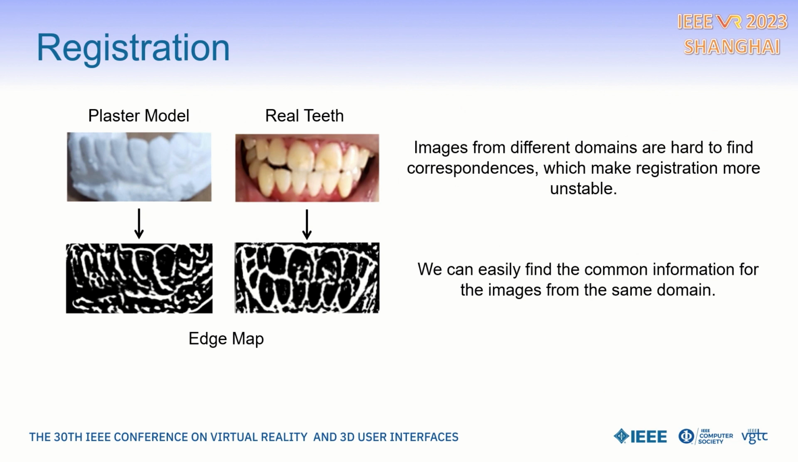For registration, the RGB images of the plaster model and the real teeth are in different domains. It is hard to find visual correspondences between different domains, which makes registration more unstable. Therefore, we want to use contour information to assist the registration. It can be seen that the edge maps of different domain images can show consistent visual information, which can be used to assist pose registration.